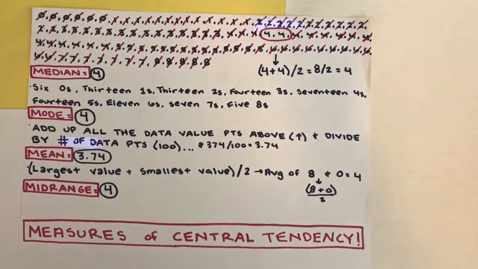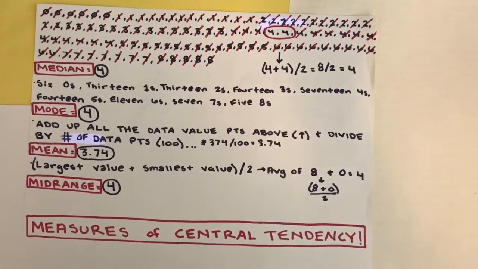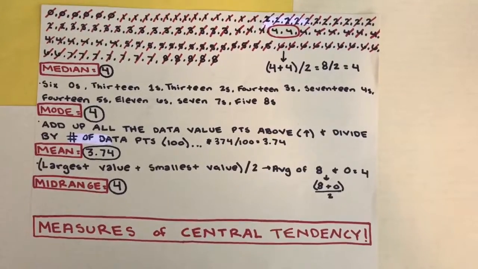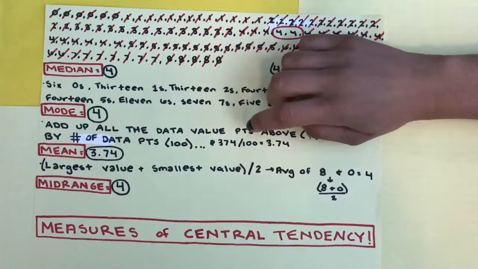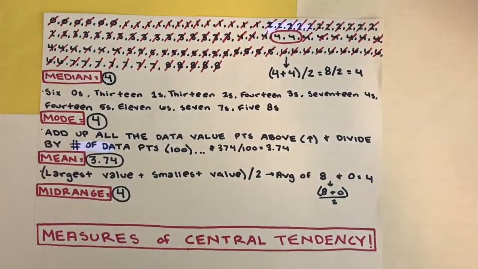For the mean, we had to take the average of all the data, or we added up all the data points, and then we divided it by the number of data points that we collected total, which is 100. So after we added up all of these points, we got 374, and we divided that by 100, which is 3.74. So our mean is 3.74.